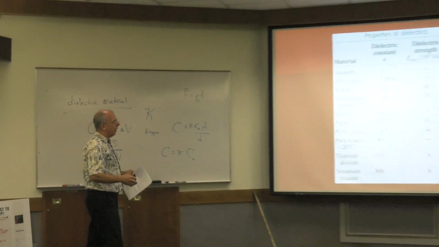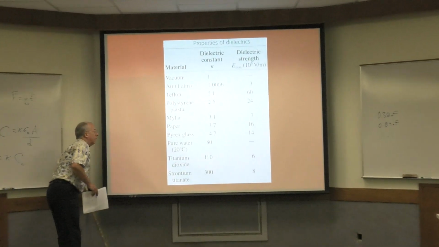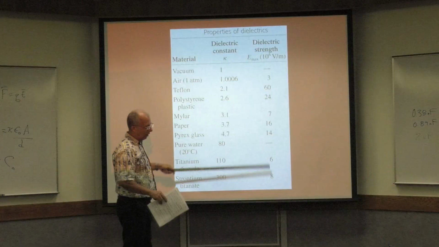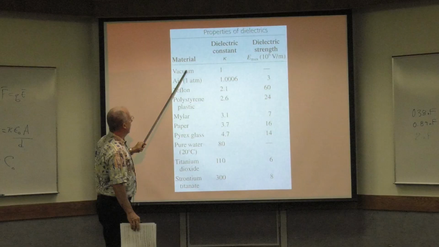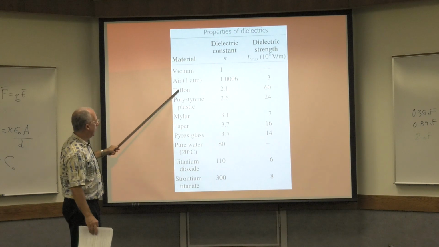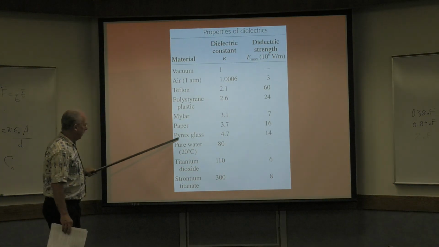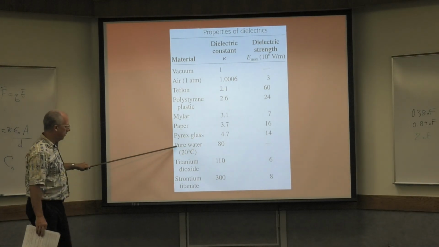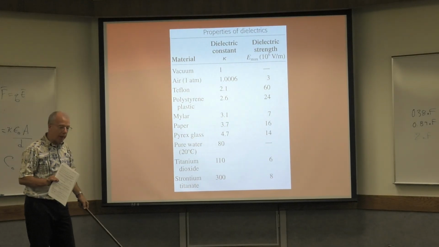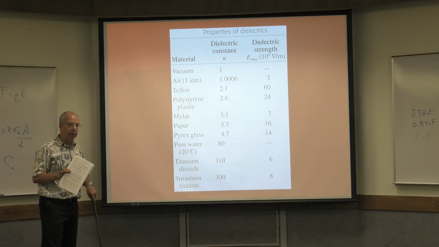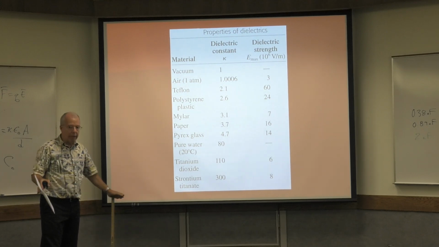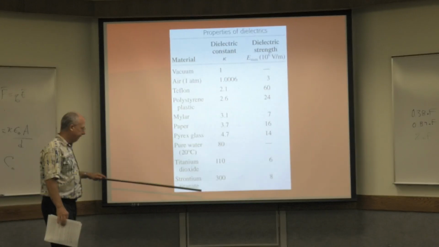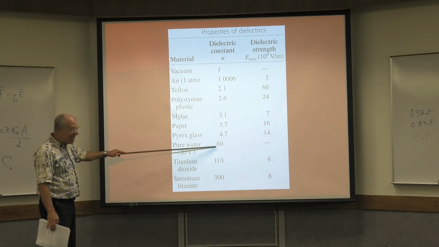So here are some dielectric constants. This is the dielectric constant. This is the dielectric strength. If you exceed this, the thing breaks, all right? Like vacuum or air, basically 1. Teflon, 2.1. Paper, 3.7. This might surprise some of you: pure water is not a conductor, okay? Regular, ordinary tap water is because of all the junk in it, right? But pure water is actually an insulator. Look at the dielectric constant, 80. That's cool, right?